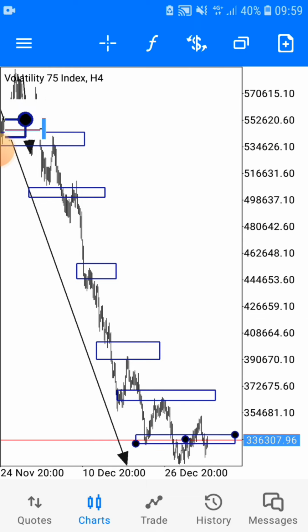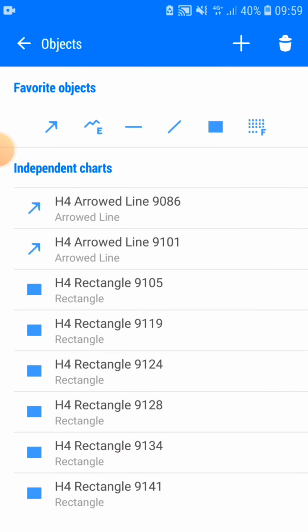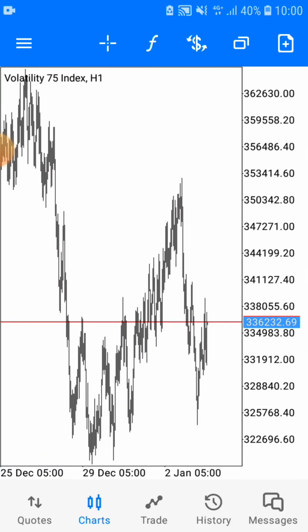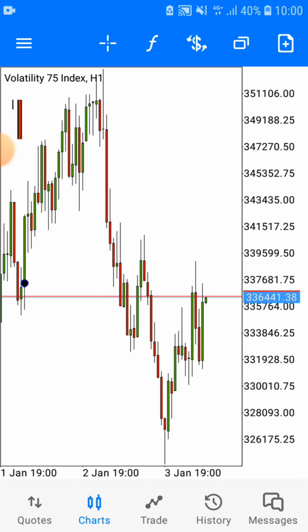So now, since we already know the general market bias on the higher time frame, which is to look for sales since the market is on a downtrend, we now progress to the lower time frame, which for this case will be the 1-hour time frame. Now let me delete all these drawings so that we may have a clean chart. Now on this lower time frame we will concentrate on this impulsive leg right here, again looking for sales only.